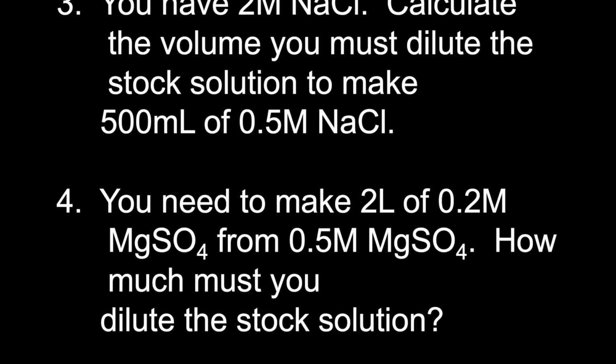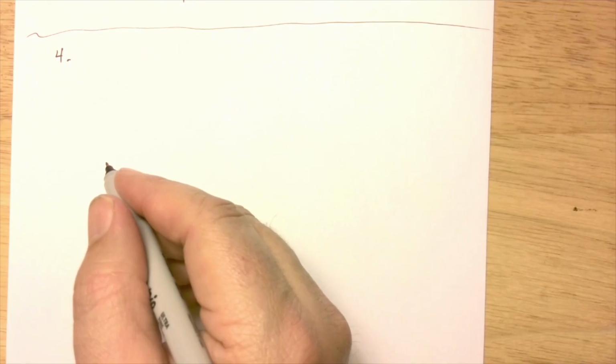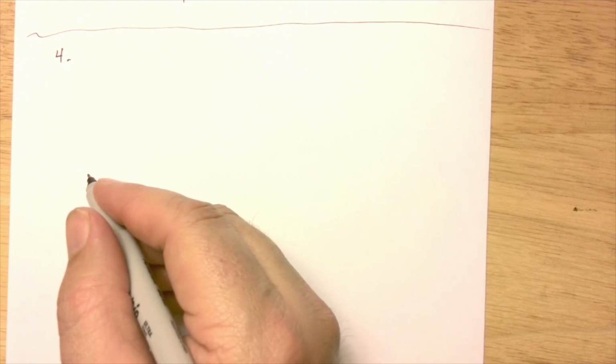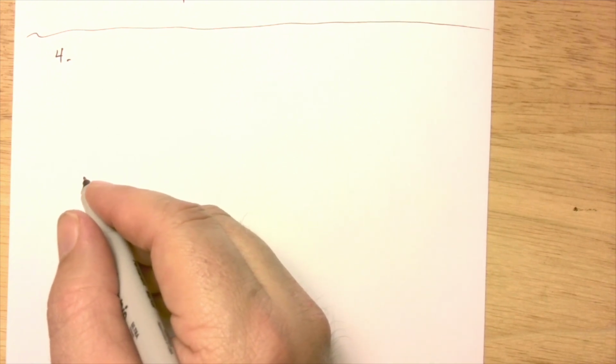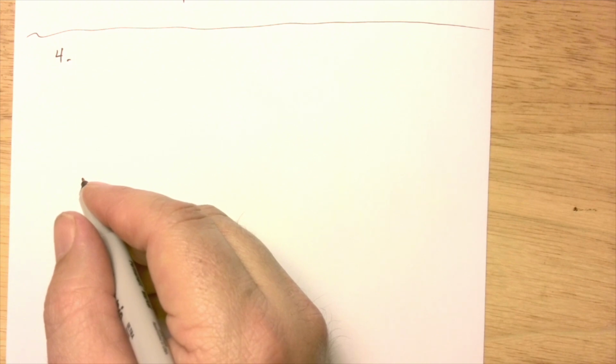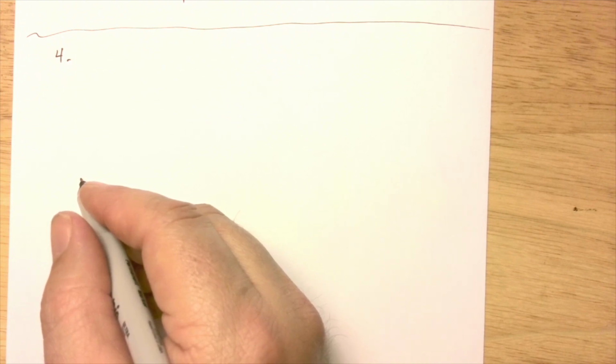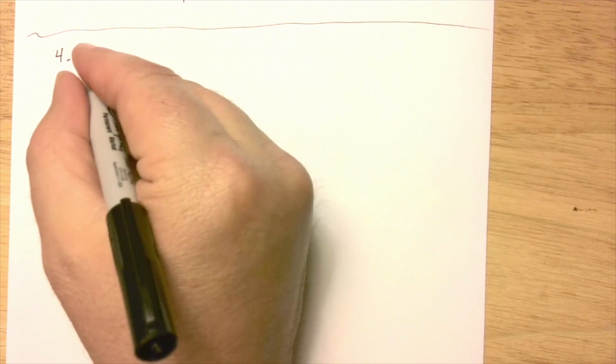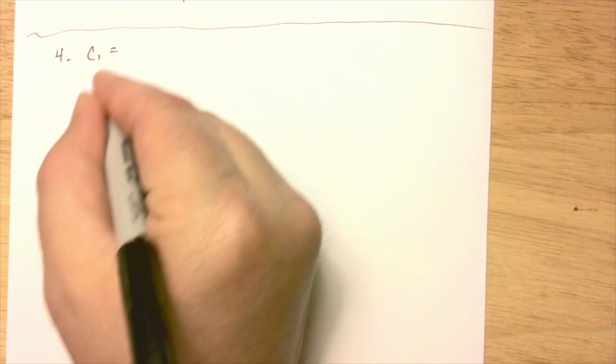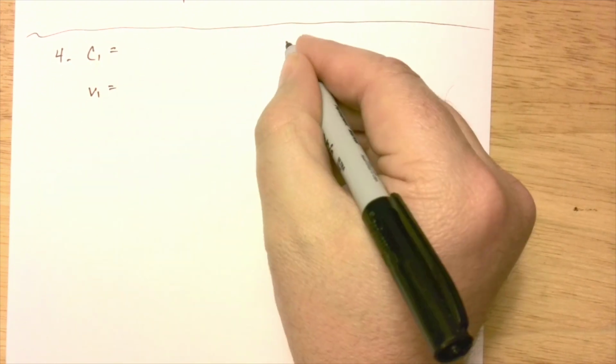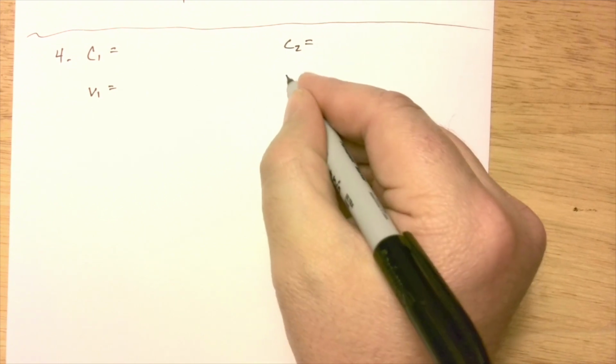Number 4, you need to make 2 liters of a 0.2 molar magnesium sulfate from a 0.5 molar magnesium sulfate. How much must you dilute the stock solution? You need to make 2 liters of a 0.2 molar magnesium sulfate from 0.5 molar magnesium sulfate. How much must you dilute the stock solution? So again, C1 V1 is equal to C2 V2.